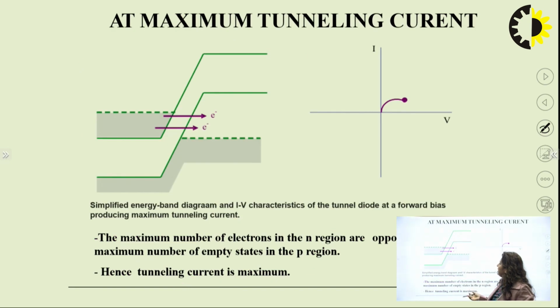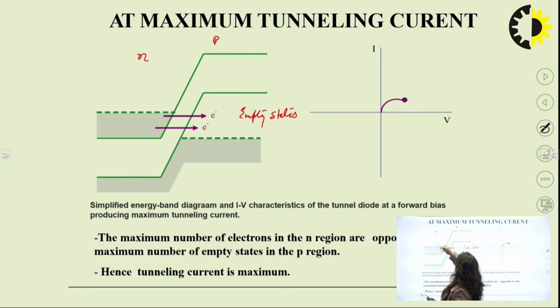So at maximum tunneling, how will it happen? The maximum number of electrons in the N region are opposite to the empty states. This is the empty states in the P side. So this is N, this is P. The number of electrons will move towards the empty states and maximum tunneling will be done, and maximum reverse saturation current or reverse tunneling current will flow. So this will be shown in the diagram as V and I. This will occur only when we have forward biasing. Whenever there is forward biasing, a more number of electrons will flow from N type to P type, that will cross the junction.